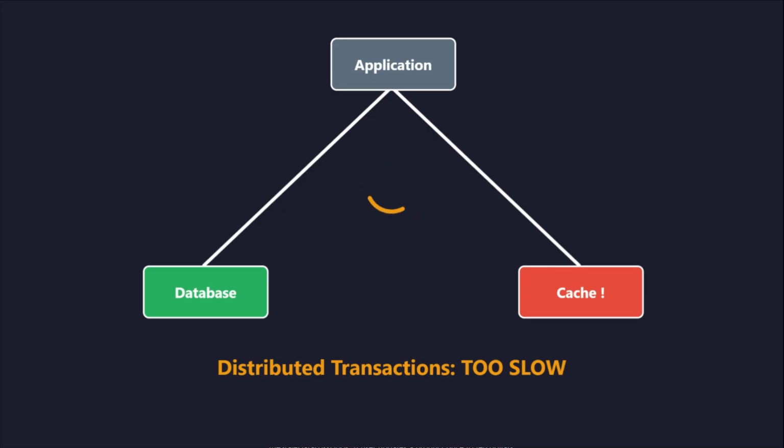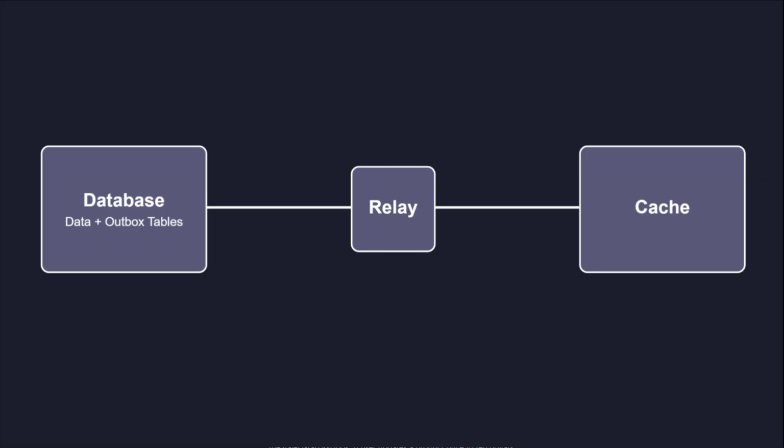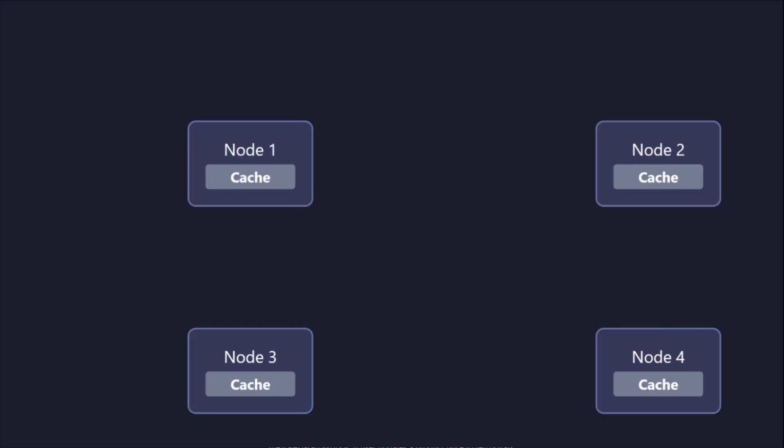Distributed transactions, or two-phase commit, are often too slow for this. The Outbox pattern ensures atomicity. You write the update and an invalidation message into the database in one transaction. A separate relay then picks up the message and clears the cache reliably.